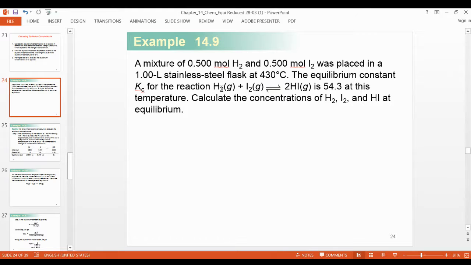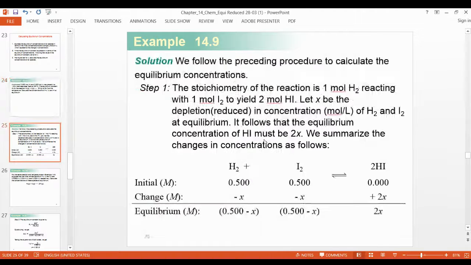We don't know how much iodine and how much hydrogen is reduced and how much 2HI is produced. So we consider X of I2, X of H2, and 2X for 2HI. So we use the ICE table to determine this. This is the solution here. We follow the procedure: to calculate the equilibrium concentration, step 1, we write the ICE table. What is this ICE table?